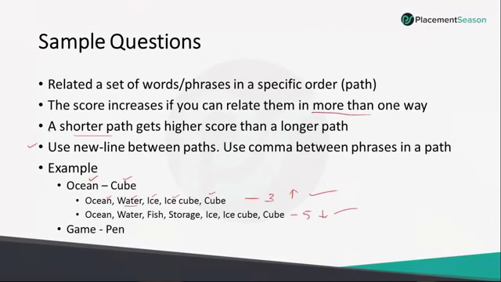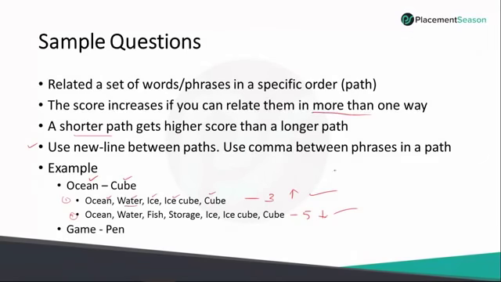Use new line between the paths. Use comma between phrases in a path. So they have given the instruction to use new line between the paths. Path means from ocean to cube. This is one path, and this is the second path. So you have to follow the same pattern they have given.